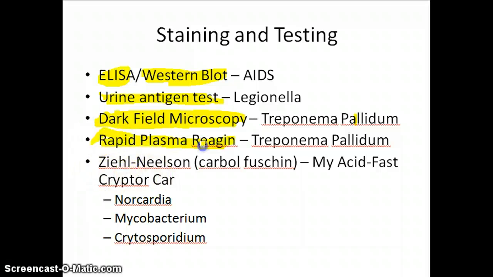Rapid plasma reagin is another test for Treponema pallidum. Definitely know that. And then Ziehl-Neelsen, you'll see it mentioned as carbol fuchsin or acid fast. Okay, you probably know it as acid fast mostly. I think of my acid fast Crypto car or Ziehl-Neelsen car. Okay, just to kind of remember all this, just kind of get this all regulated in your mind. That's Nocardia, Mycobacterium, and Cryptosporidium. Make sure you don't remember Mycoplasma here as Mycobacterium.